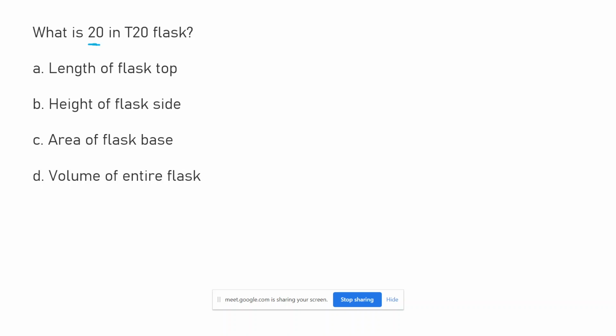What is 20 in a T20 flask? So there are four options: length of the flask top, height of the flask side, area of flask base, and last option is volume of the entire flask. So if anyone knows the answer, they can just type it in the chat box, and then I'll discuss the answer in detail.